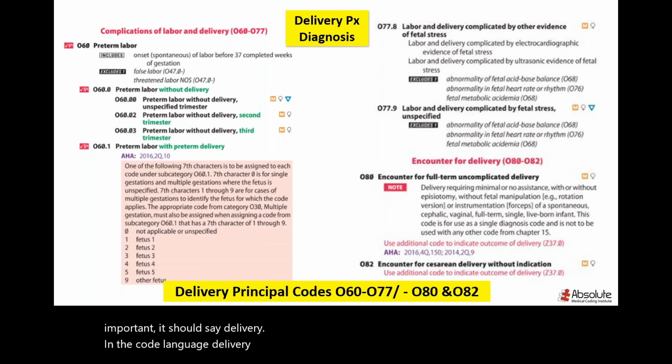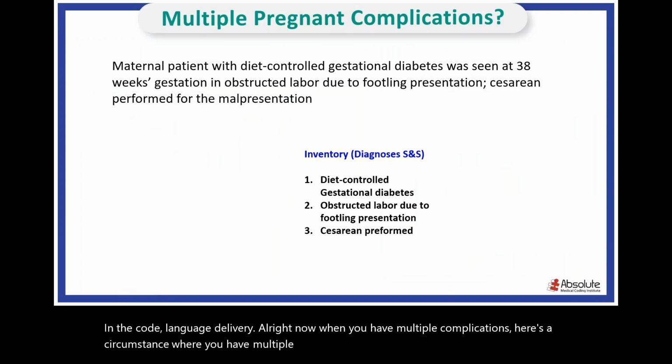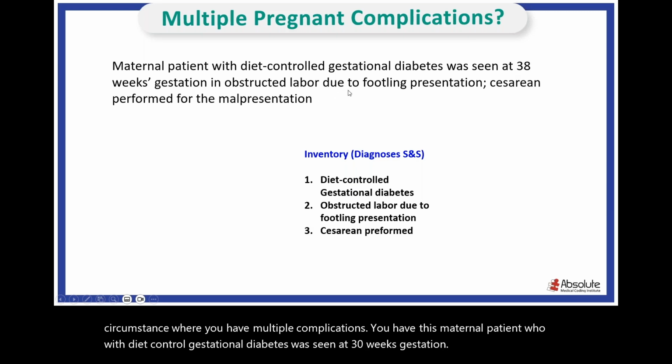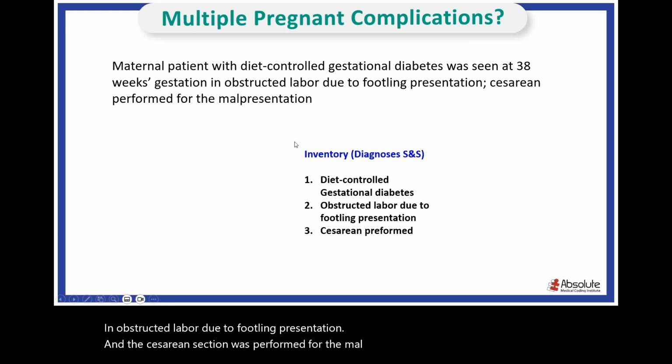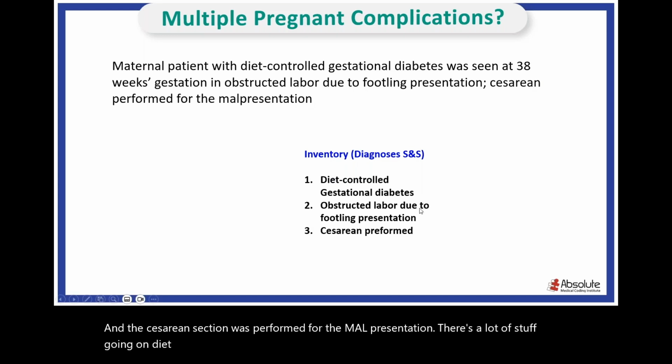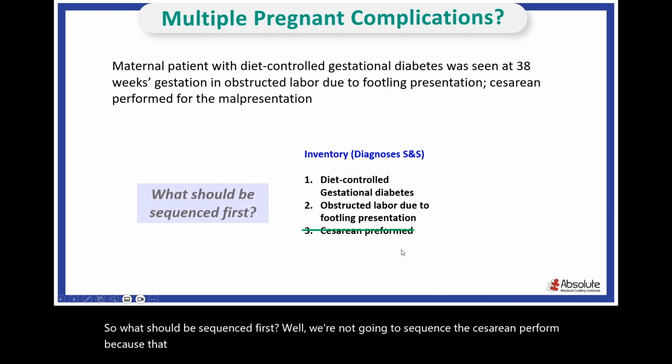All right. Now, here's a circumstance where you have multiple complications. You have this maternal patient with diet-controlled gestational diabetes, who was seen at 30 weeks gestation in obstructed labor due to footling presentation. And the cesarean section was performed for the malpresentation. There's a lot of stuff going on: diet-controlled gestational diabetes, obstructed labor due to footling presentation, and cesarean performed. So what should be sequenced first? Well, we're not going to sequence the cesarean performed because that is not the reason they came.